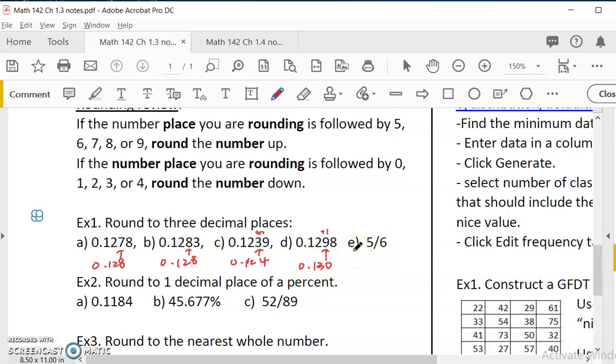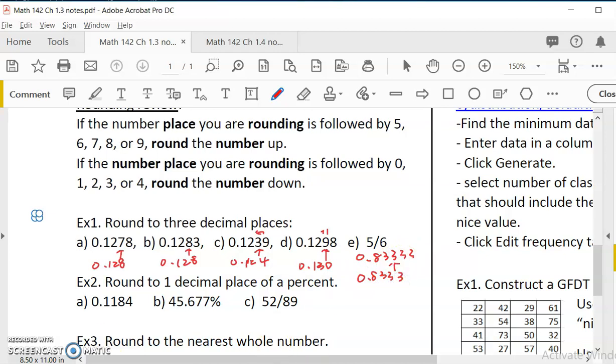If you use a calculator and divide 5 by 6, it should become 3, 3, 3, 3, a lot of 3s following it, but you only want 3 places. So you look at the third one, and the one that's following it is less than 5. So this would be 0.833.